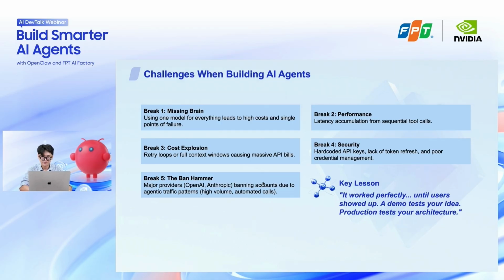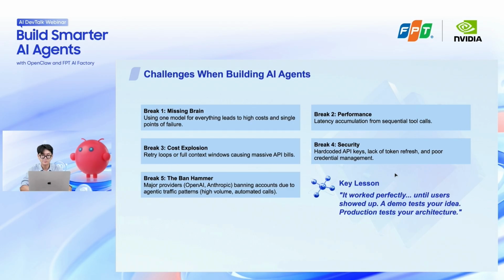There's break 4, security. Demo authentication is a hard-coded API key in a .env file. Production authentication is OAuth, token refresh, per-user credentials, scope management. When a token expires, your orchestration layer doesn't know what to do. It retries with the dead token, hits rate limits, and spirals.